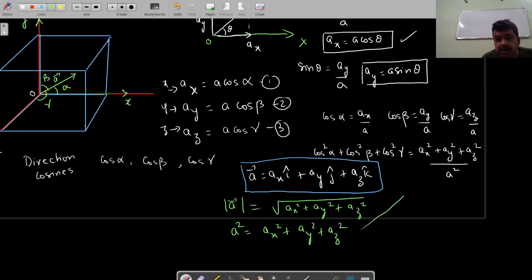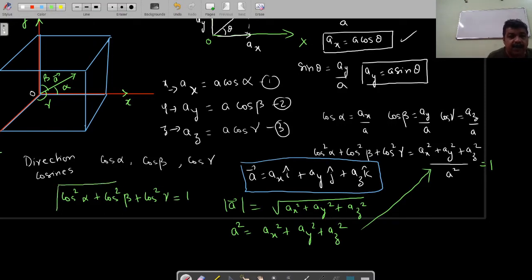Now, if you use this result over here, this quantity is equal to 1. So we have cos square alpha plus cos square beta plus cos square gamma is equal to 1. So if alpha, beta, and gamma are the angles made with respect to the x-axis, y-axis, and z-axis, then if you square the direction cosines and add, the sum will always be equal to 1.